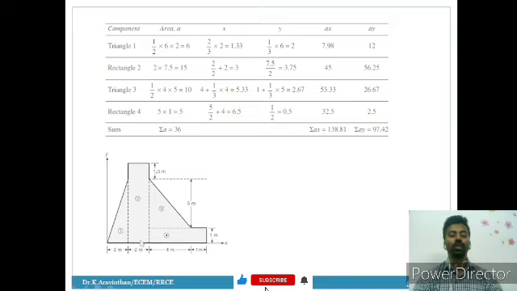So 7.5 into 2. Next, the third component is a right angle triangle which has a base of 4 meter and a height of 5 meter. That is half 4 into 5. Finally, you are having a rectangle here which is having a distance of 5 meter into 1 meter. So you have found out the area, and you can add to find the summation of area.